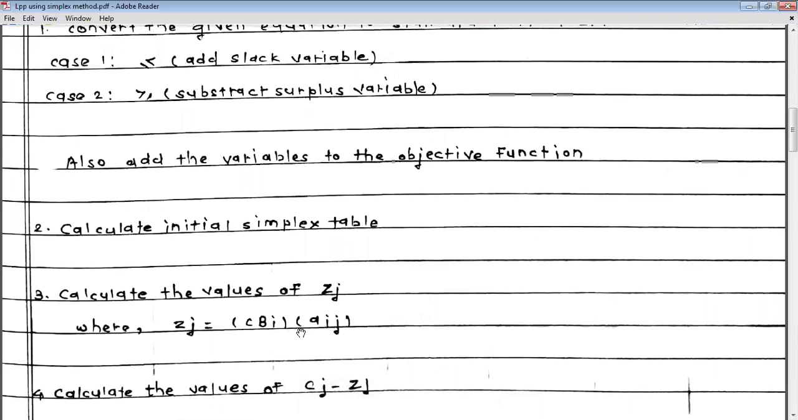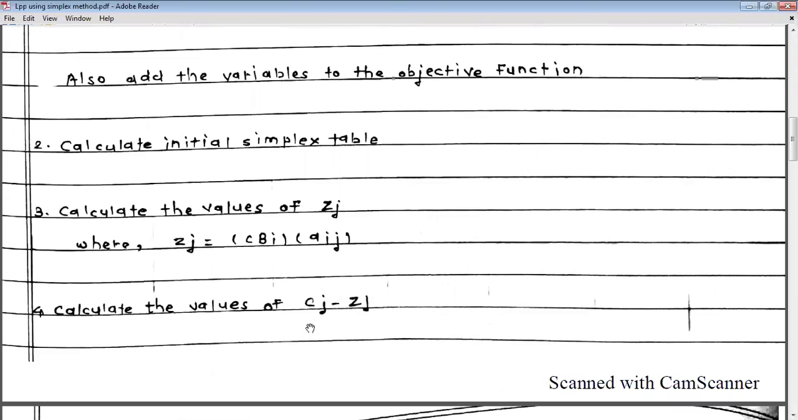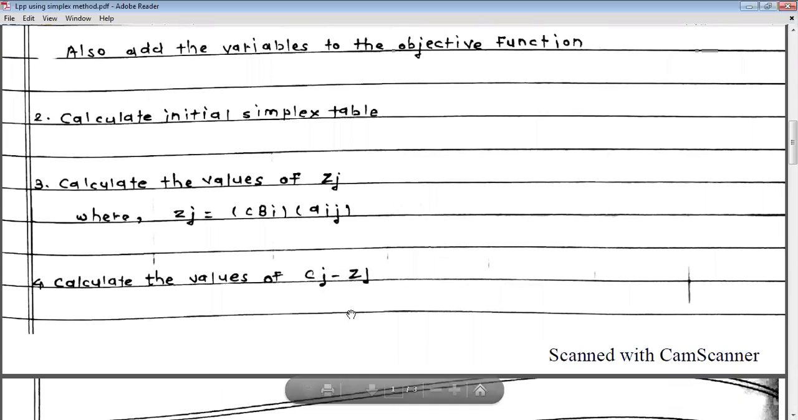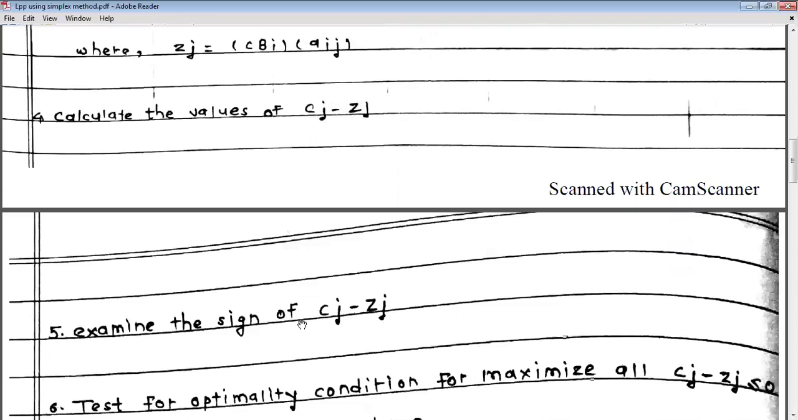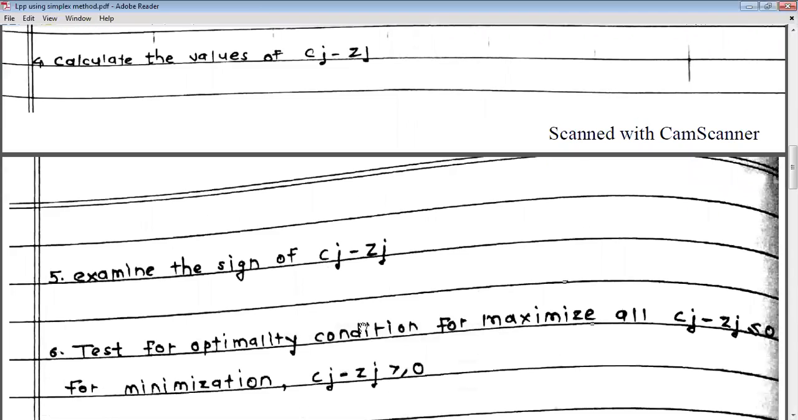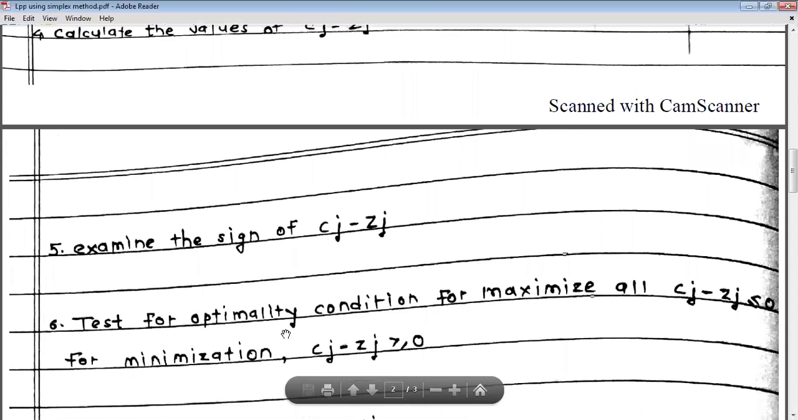How many values will be there? That many summations will be done, and the sum of products will be calculated. After this, you need to calculate the values of Cj minus Zj. After calculating Cj minus Zj, you need to examine the sign of Cj minus Zj, because we need to check the optimality condition. For testing the optimality condition for a maximization problem, Cj minus Zj should be less than or equal to 0. Very important, you have to note this condition properly. And for a minimization problem, Cj minus Zj should always be greater than or equal to 0. This is the important thing we need to remember in the simplex method.